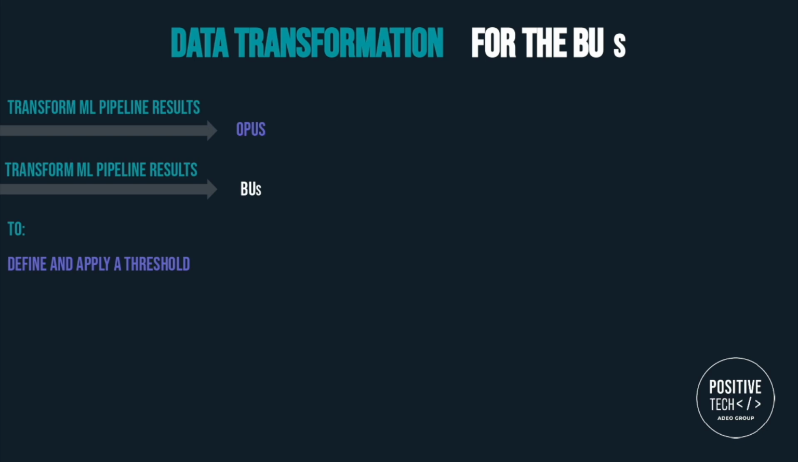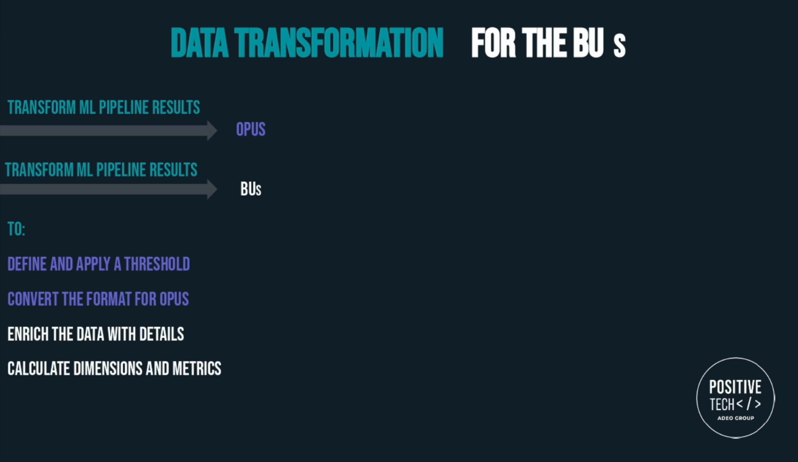What we are doing: we define and apply thresholds in our data pipelines. We convert the formats for Opus. We enrich the data with the details because, of course, just the probability and the concept ID is not enough for business users. We are calculating dimensions and metrics for the analysis, and we check the data quality. Here we are using a DBT pipeline and Elementary.